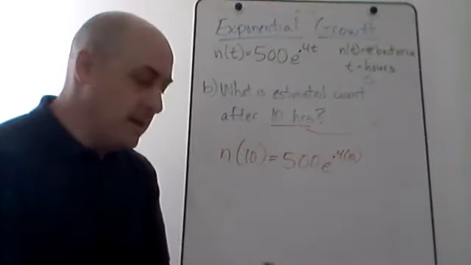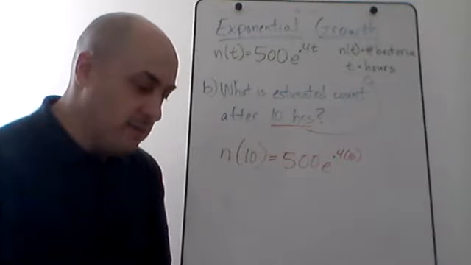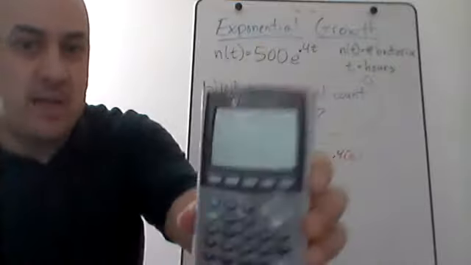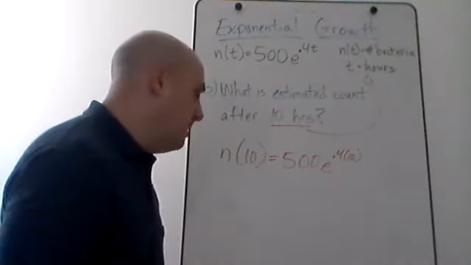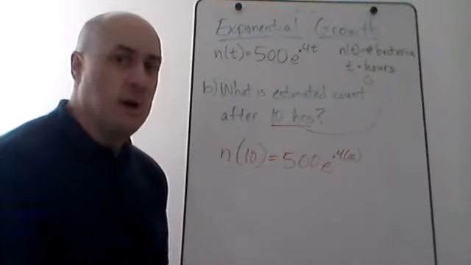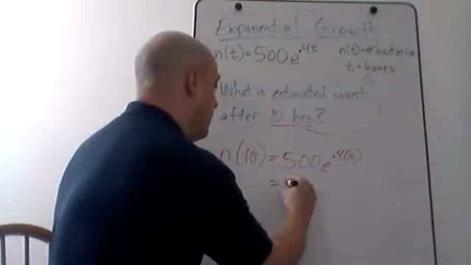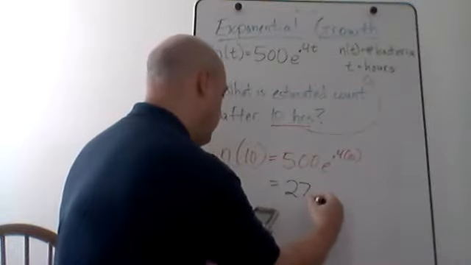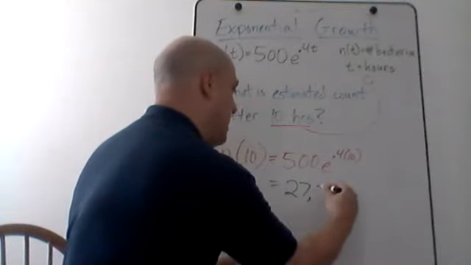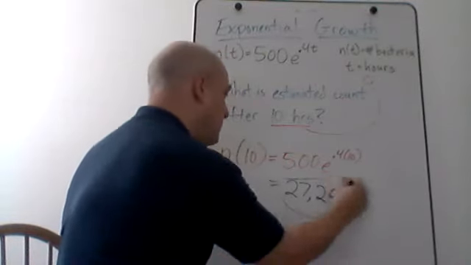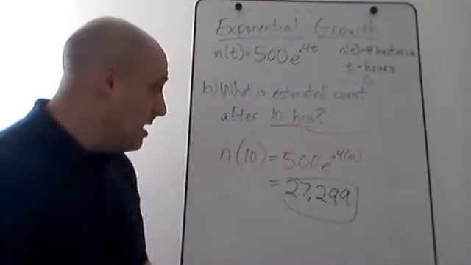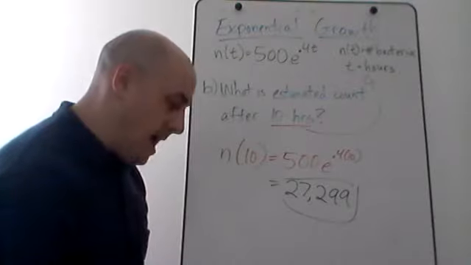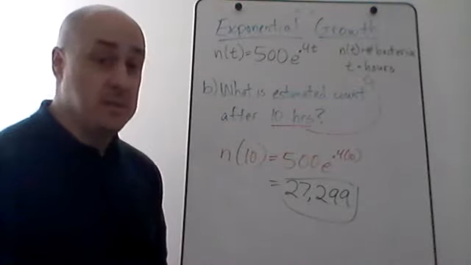If you do it differently, your calculator may not give you the correct answer. And I get 27,299.07. Since I'm dealing with bacteria, and I can't have a fraction of a bacteria, or a bacterium, I guess would be the singular of bacteria, I round to the nearest whole number, 27,299. So after 10 hours, I'm going to have 27,299 bacteria in my bacteria culture.